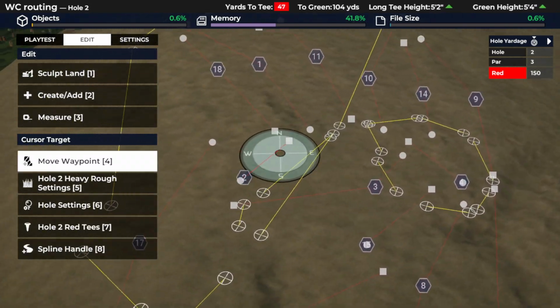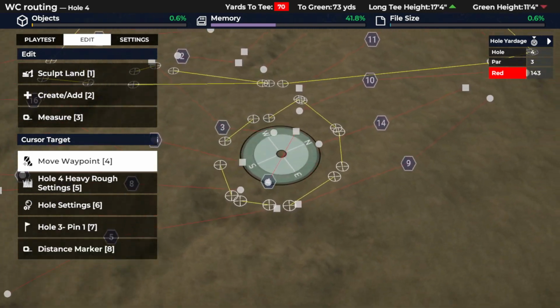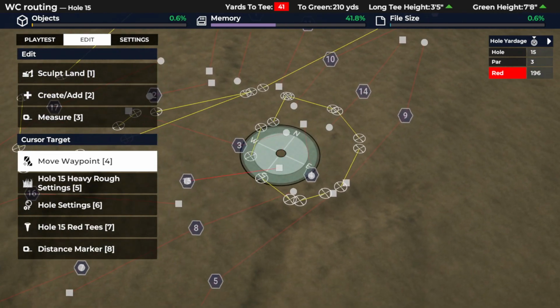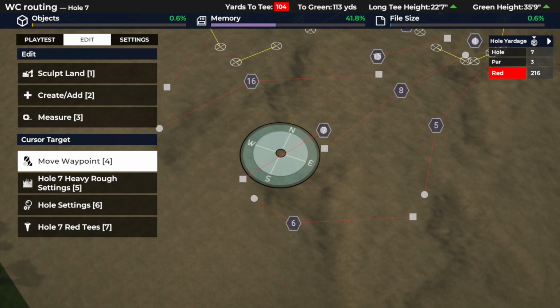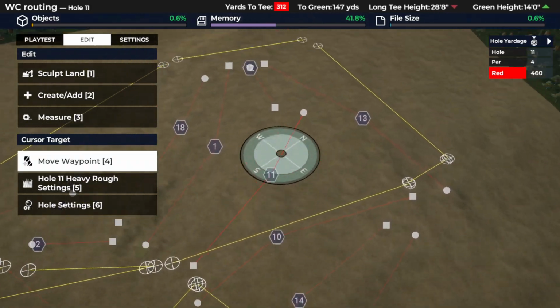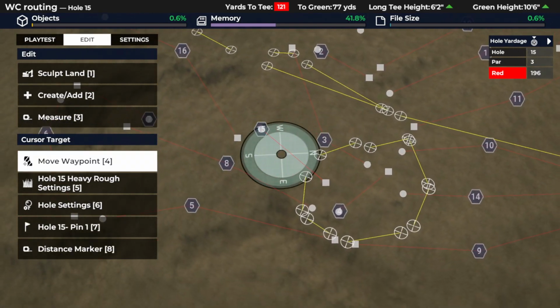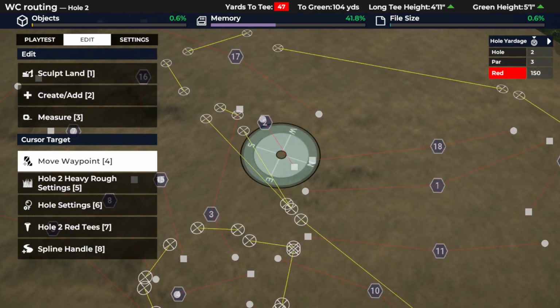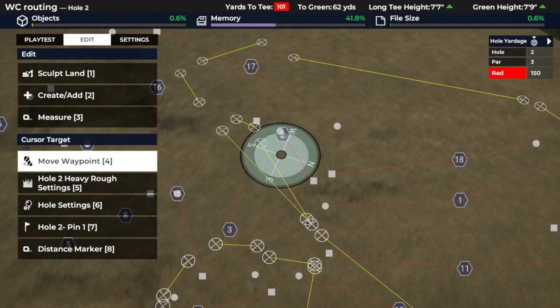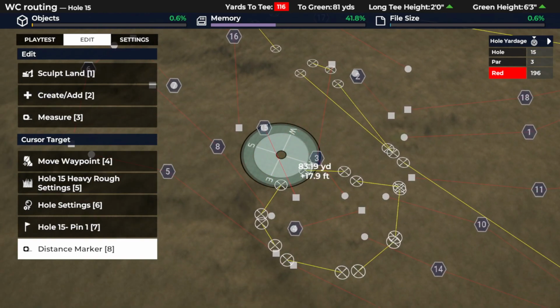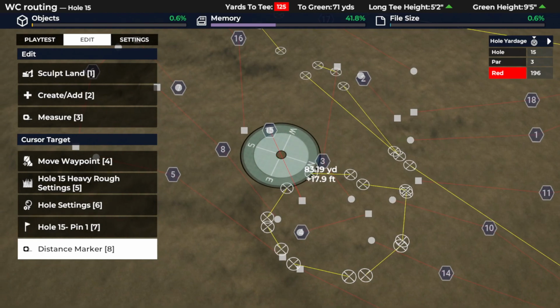Par threes, southwest, southeast for 4, so different. Northeast for 7, good, again different. West for 12, once more different. Southwest for 15. So these two kind of parallel. The distances are very different, so I want to make sure that those will play differently as well.